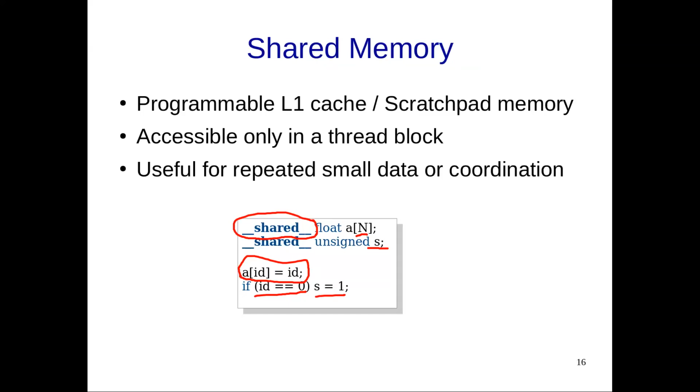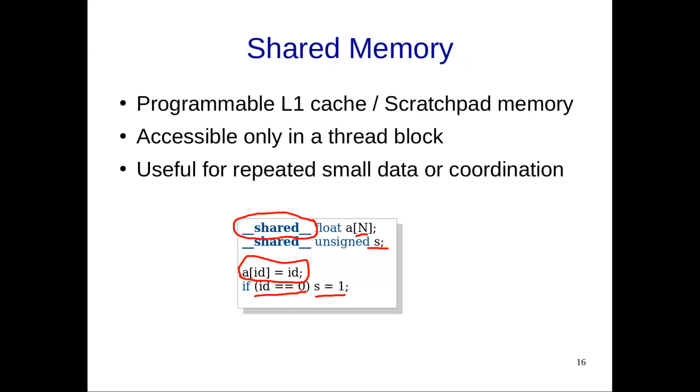So if you are accessing it with a global ID, blockIdx.x into blockDim.x plus threadIdx.x, that means you are doing something wrong, right? By and large, this is the pattern that you will see: if you are using shared memory, the access pattern should be with threadIdx.x, the local ID, not the global ID. Okay? Because for different thread blocks, there will be different shared memory.